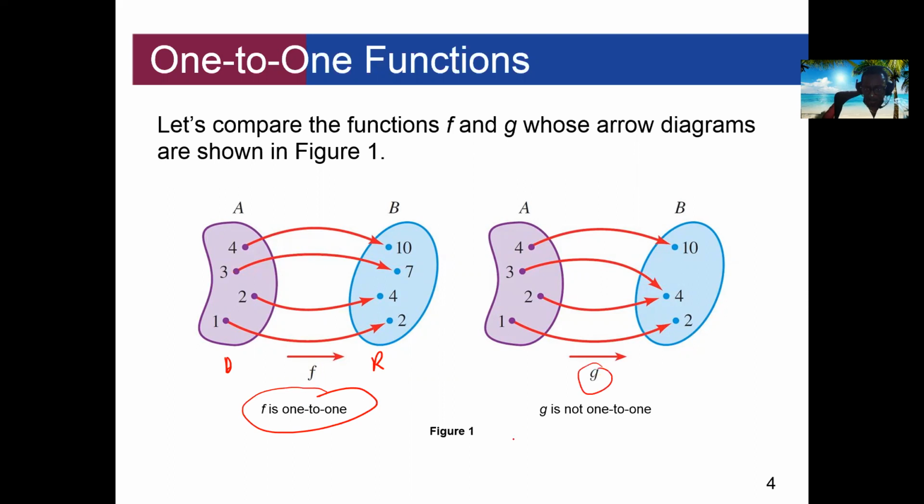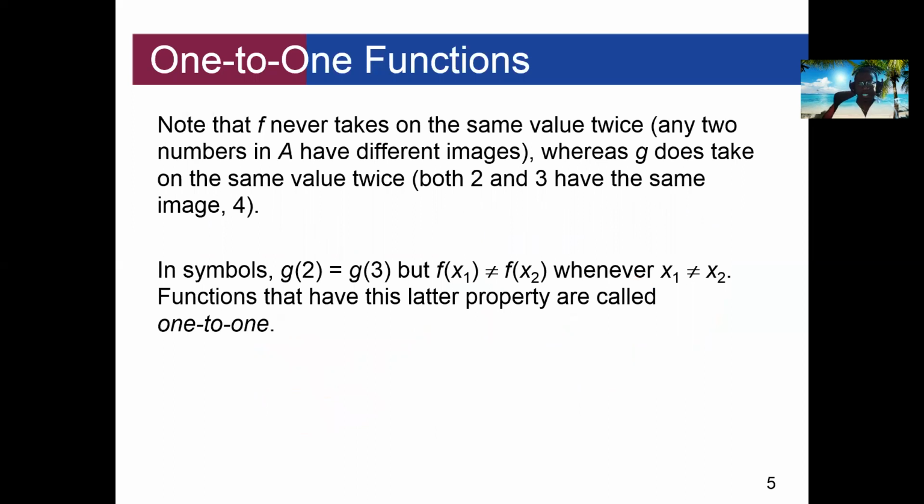Unlike g of x, it is a function, but it's not one-to-one because the inputs 2 and 3 have the same output. For it to be one-to-one, their images or outputs must be distinct. They must be different from one another. Note that f never takes on the same value twice, so any two numbers in A have different images, whereas g does not, because 2 and 3 have the same image 4, as I explained.